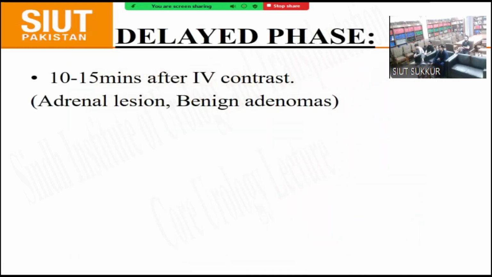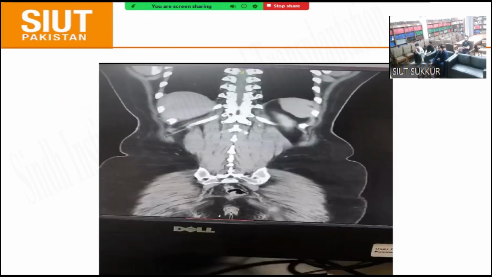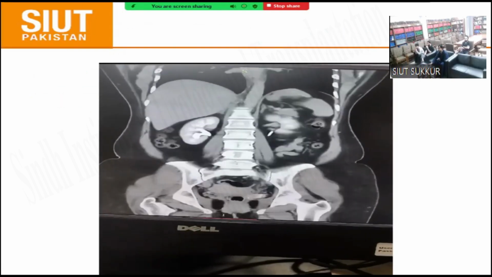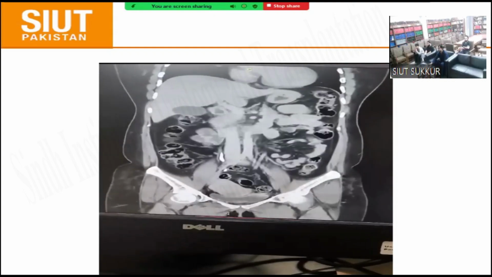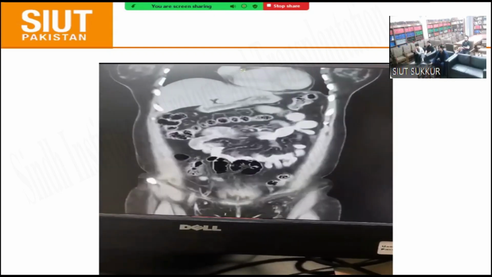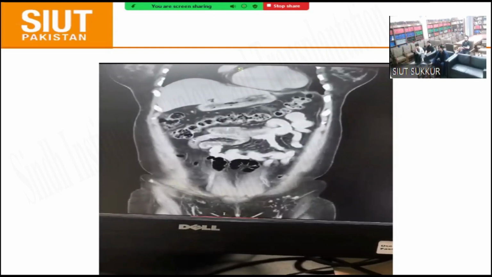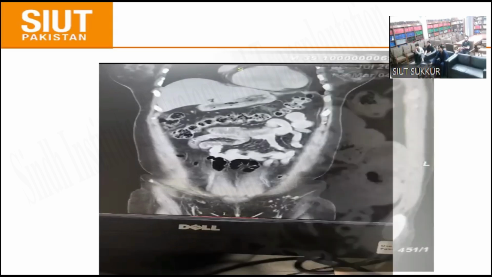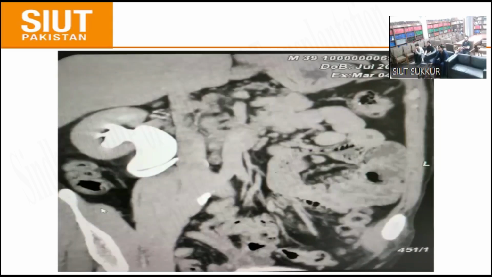So in the delayed phase, films are taken between 10 to 15 minutes after IV contrast, which we commonly use in adrenal lesions or benign adenomas. So this is the video of a normal patient. So anybody can describe the findings in this CT image.